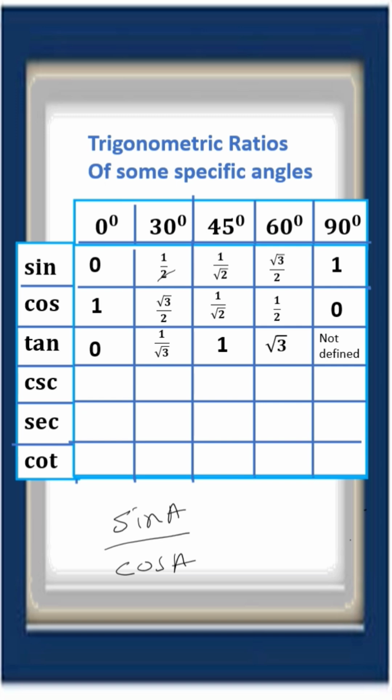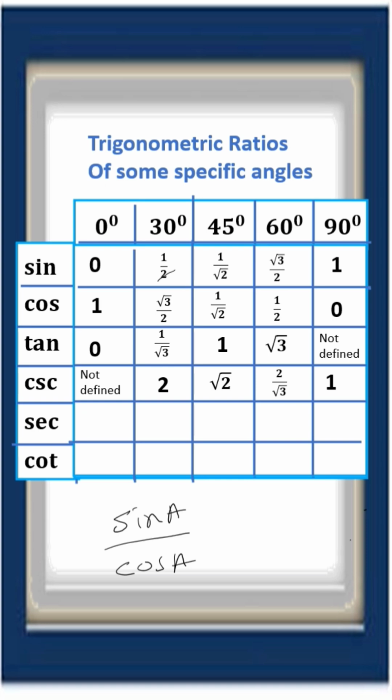Now let us find the cosecant ratio, which is the reciprocal ratio of sin A. 0 by 1, what is it? Not defined. 1 by 2 divided by 1, it is the reciprocal, what is it? 2. 1 by root 2, the reciprocal ratio is root 2. Root 3 by 2, 2 by root 3. Reciprocal of 1 is 1.